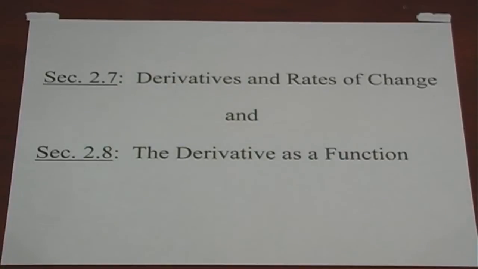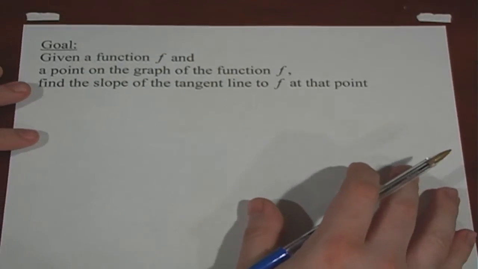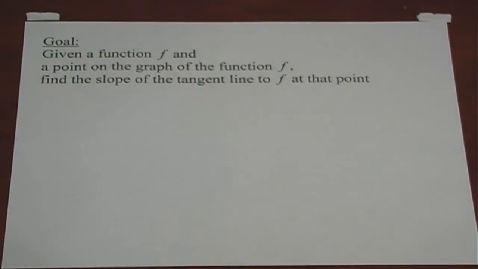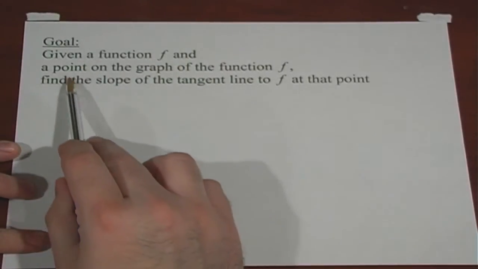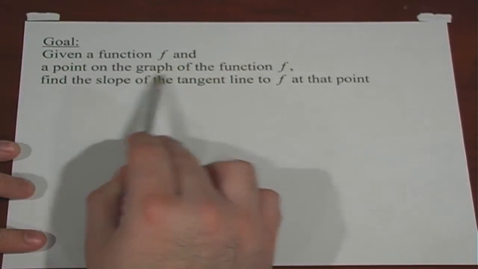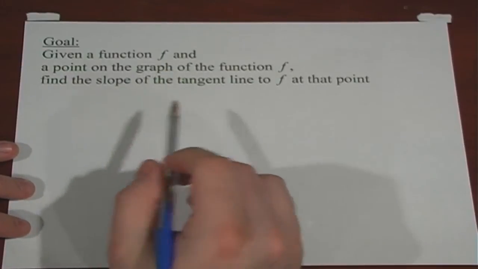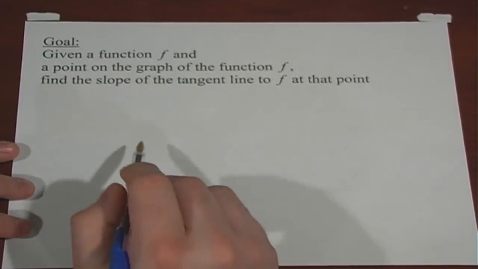We spent all this time until now talking about limits, and now we're going to talk about derivatives. The main goal of sections 2.7 and 2.8 is the following. I'm going to give you two things. I'm going to give you a function f, and a point on the graph. And then I'm going to ask you to find the slope of the tangent line at that point.